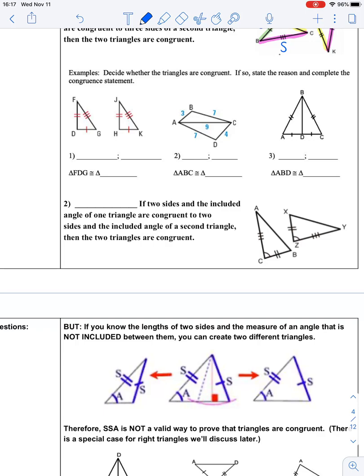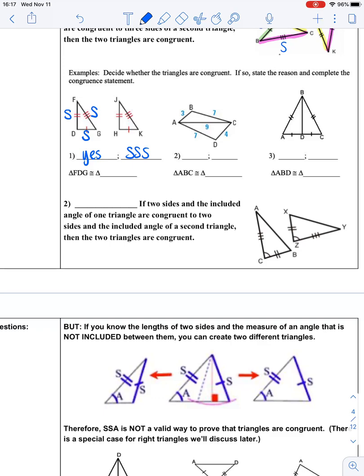I look, and I see I don't have any information about the angles, and that's okay. I don't need anything about the angles. What I do know is that DG is congruent to HK, so I have a side that matches a side. And I know that DF matches HJ, so I have another side that matches a side. And then FG matches JK, another side that matches a side. So yes, because these triangles have 3 sides congruent to each other, my triangles must be congruent by the side, side, side congruency theorem.